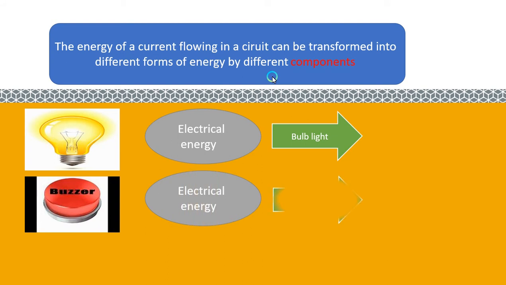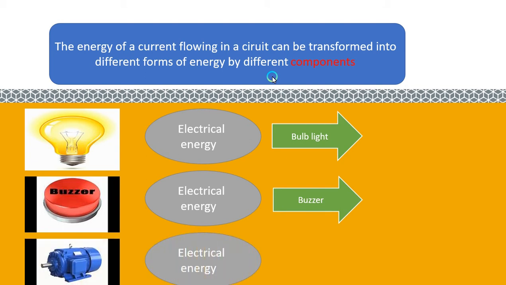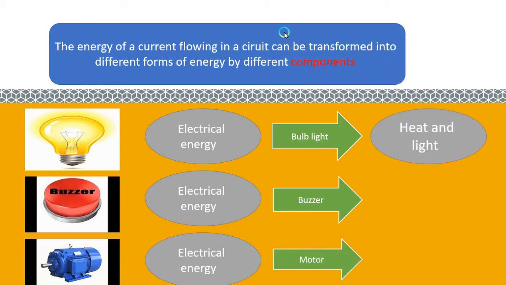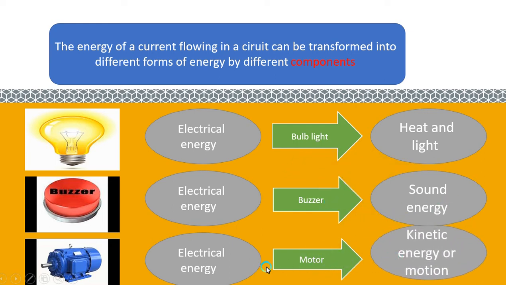The buzzer will take the electrical energy and transform it into sound energy. The motor will take the electrical energy and transform it into what? Into kinetic energy. So for example, the first one, the bulb light, will transform electrical energy to heat. The second one, the buzzer, will transform the electrical energy to sound energy. And the next one, the motor, will change the electrical energy into kinetic energy or motion.